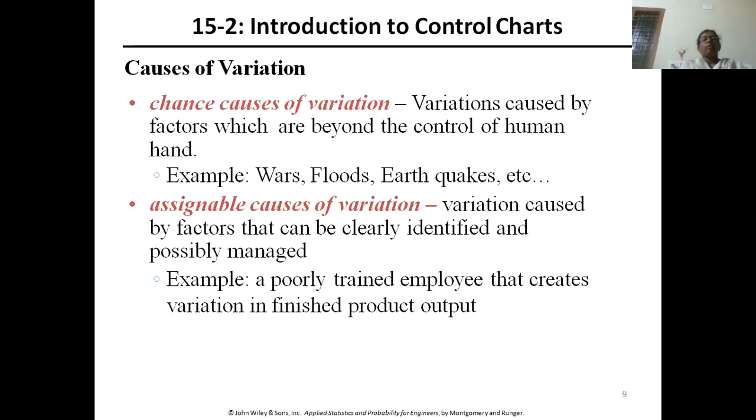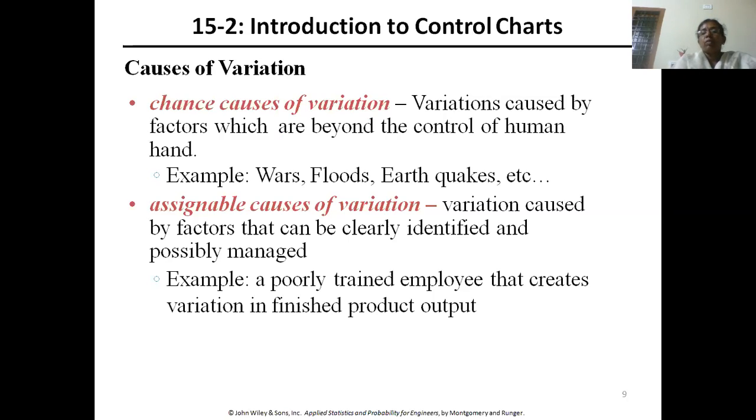In control charts, before we go in depth, let us see the basic definitions. See, always you will have 2 causes of variation. One is chance causes of variation, another one is assignable causes of variation. What are chance causes of variation? Variations which occur unexpectedly. That means variations caused by factors which are beyond the control of human hand. Those are called chance causes of variation. So random variations, they occur unexpectedly. Example, wars, floods, earthquakes, pandemics, all these are chance causes of variation.